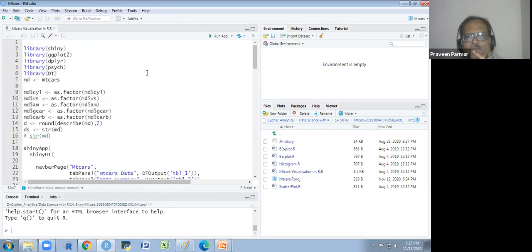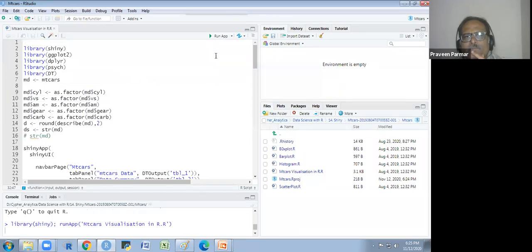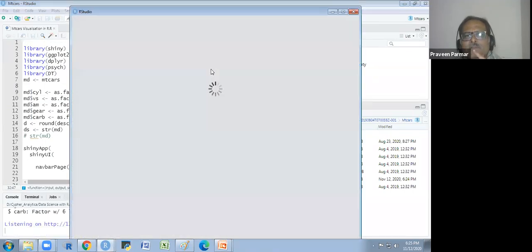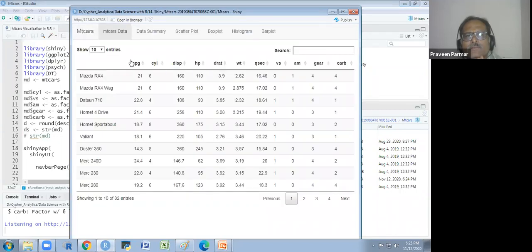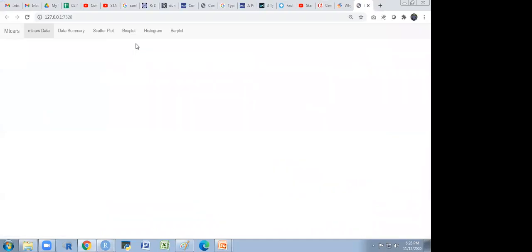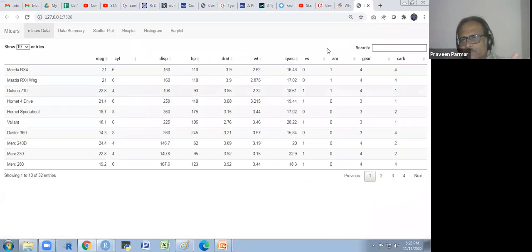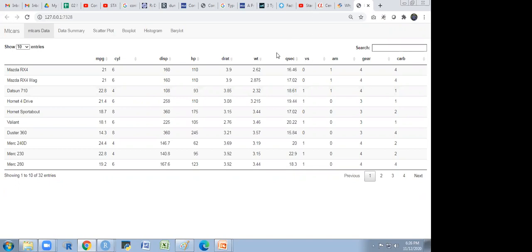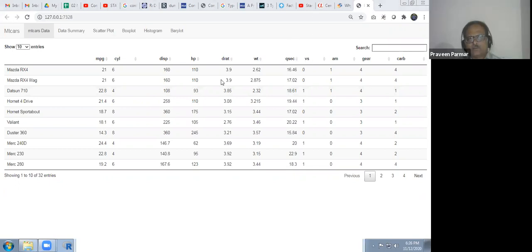I will run this and I will show you. I will open it in the browser. So you will see it is now in a browser. This is the Shiny app I made for the mtcars data. Everybody is aware of the mtcars data, I think. So you could better understand how the Shiny app works.